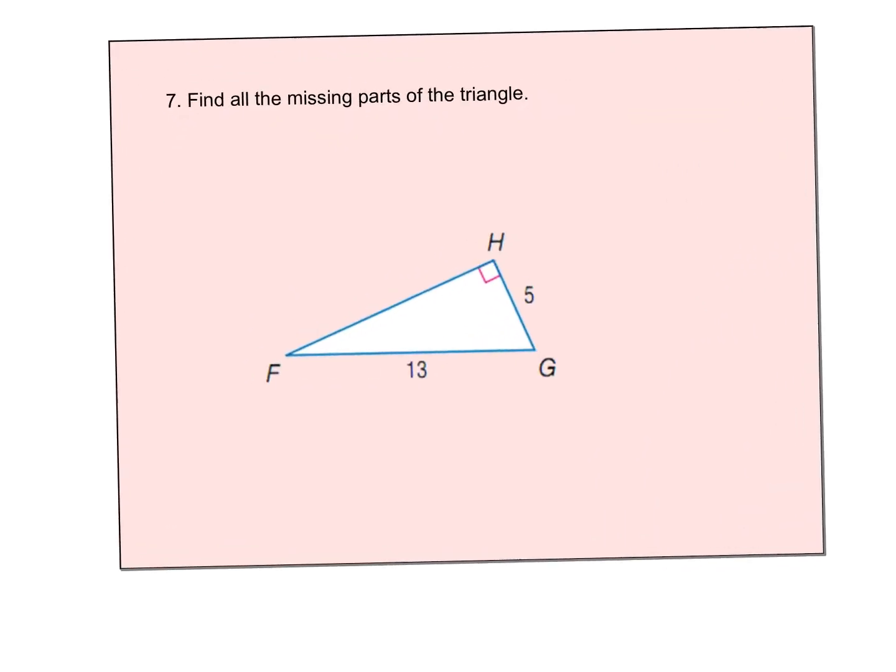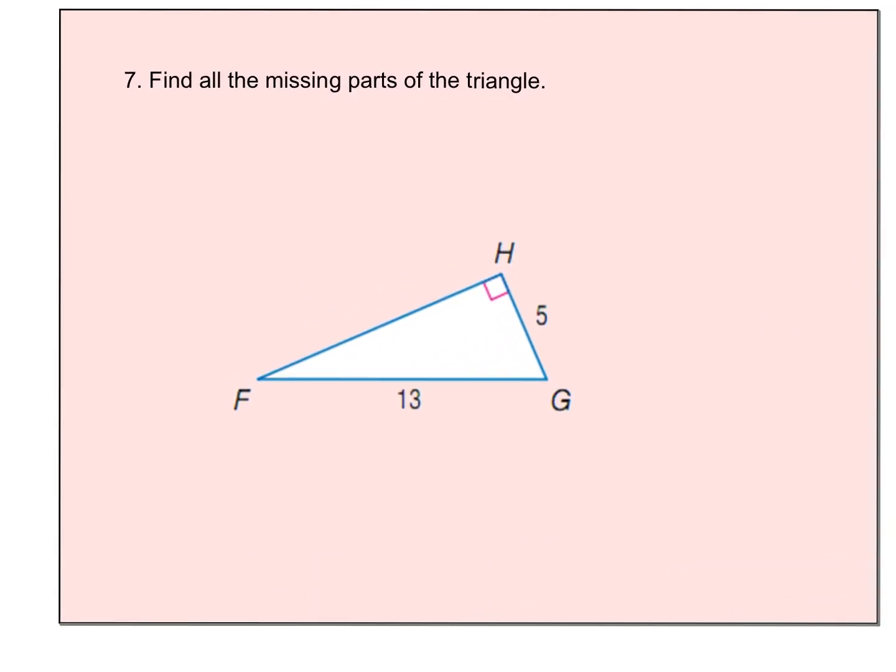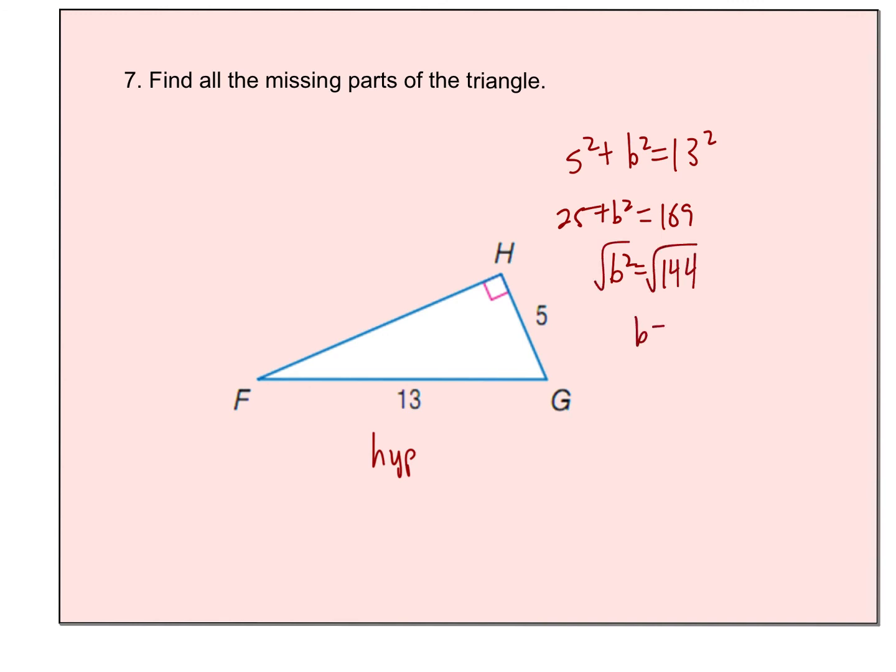Okay, so here, find all missing parts of the triangle. So I'm given two sides. So right away, if I'm given two sides, I want to figure out the third. So this would be my hypotenuse for sure. So I would go 5 squared plus b squared equals 13 squared. So that's 25. That's 169. So b squared will equal 144. Square root, b would equal 12, so that makes this 12. So far so good. All we did was Pythagorean theorem, stuff you've been looking at for a while now.